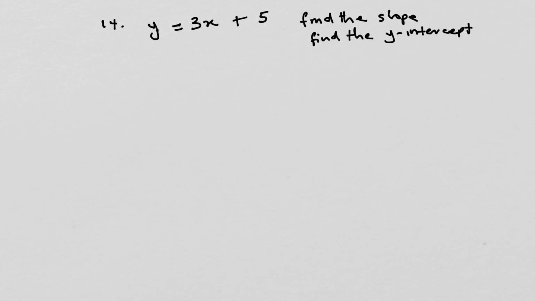Question 14. We are supposed to find the slope and y-intercept of y equals 3x plus 5. This equation is written in the slope-intercept form. This is y equals mx plus b. In this form, the slope, which is m here, is the coefficient of the x. In this case, it will be 3. The y-intercept will be the constant, which is b here, will be the 5. Slope is 3. Y-intercept is 5.